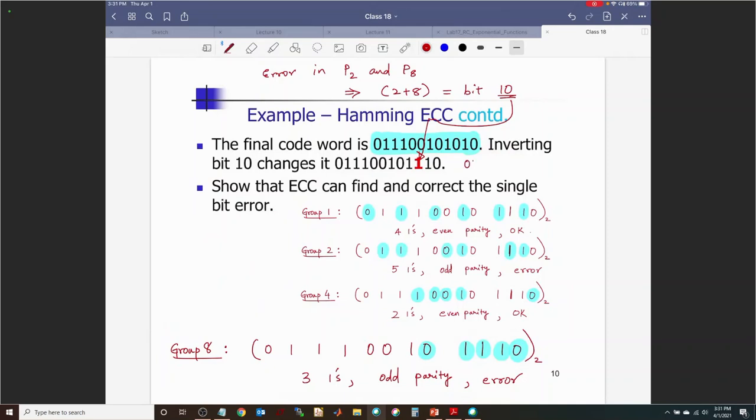So you can leave everything else as is, 0111, 0010, 1, and then you flip that bit, 0, 1, 0, and you have corrected it. You guys see that?